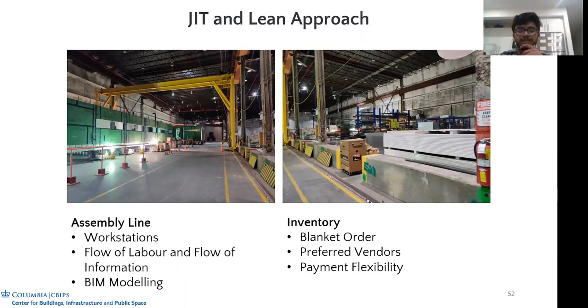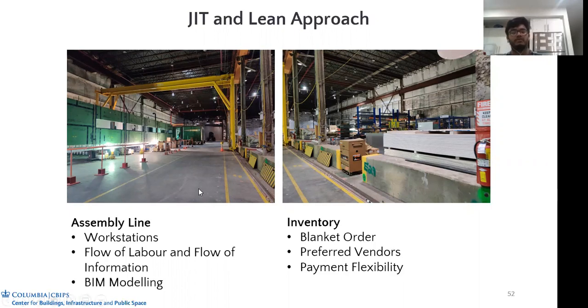So these photos are of the factory of Full Stack Modular. The one on the left side is the assembly line, and there are various workstations along it. As we move forward in the assembly line, there are different workstations where the module is taken and constructed further. And the picture on the right shows the inventory. So for every workstation, the inventory is tagged on the right hand side.